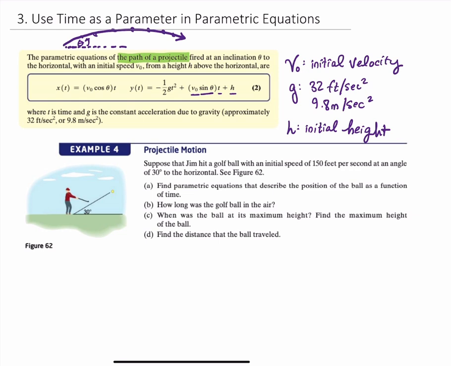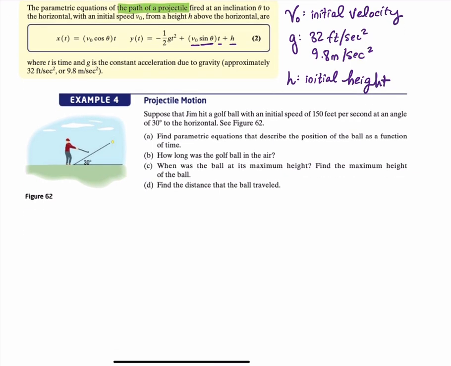So let's apply that to this problem. Here we have somebody hitting a golf ball with an initial speed of 150 feet per second at an angle of 30 degrees to the horizontal. They give us a diagram. So they want us to find the parametric equations that describe the position of the ball as a function of time. So let's write out what we have. We have an initial velocity of 150 feet per second. Our angle is 30 degrees. And we can say our initial height is 0 since we're hitting the ball from the ground.